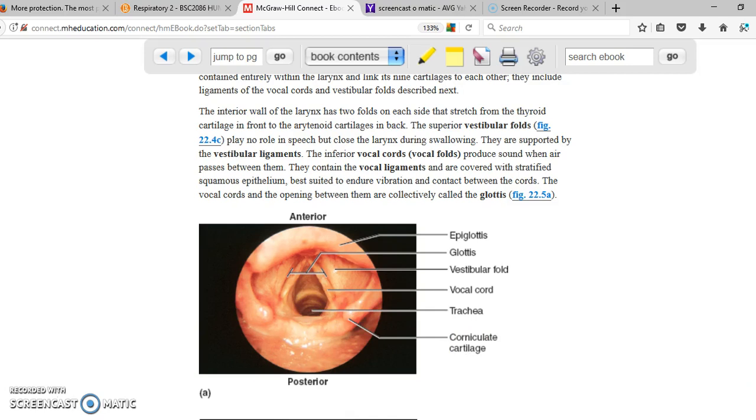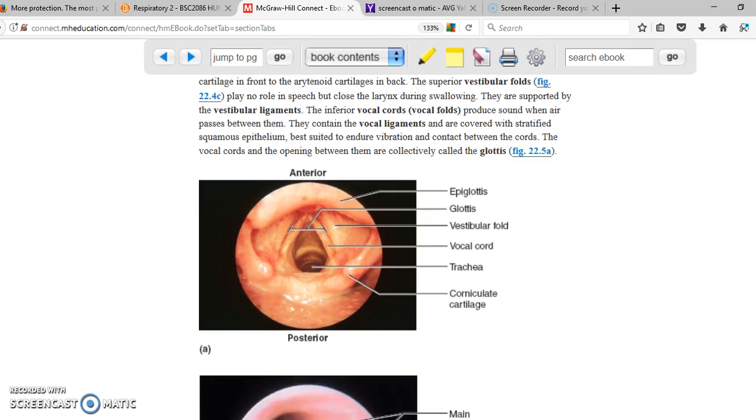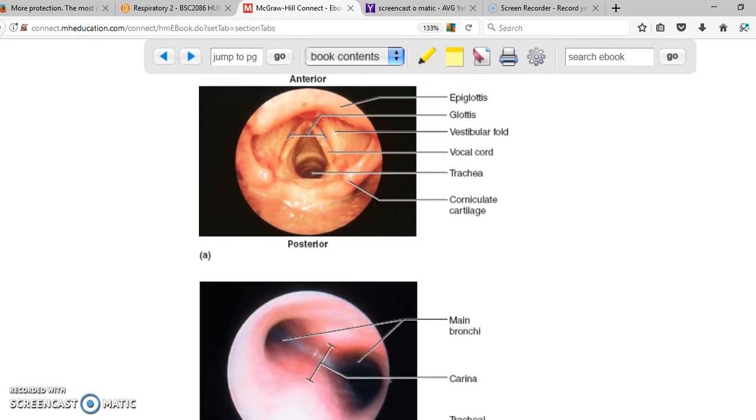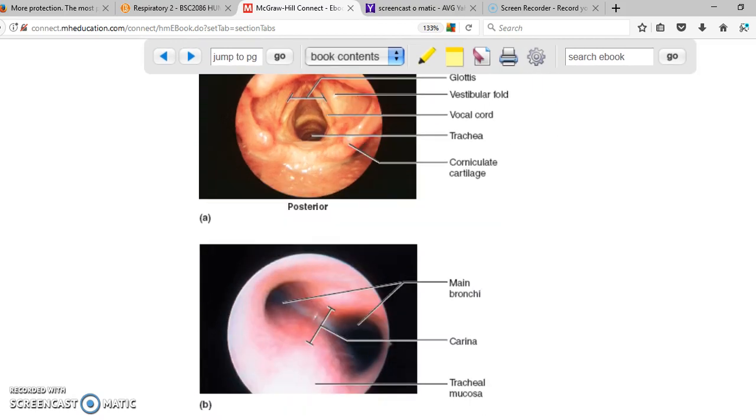Okay, so if we scroll down, the top is the larynx, but the bottom of that trachea is this part right here. This part is called the carina. The carina is going to separate into different pieces, which are going to be called the main bronchi. Each bronchi will go into each of the lungs. So we have 2 bronchi because we have 2 lungs.